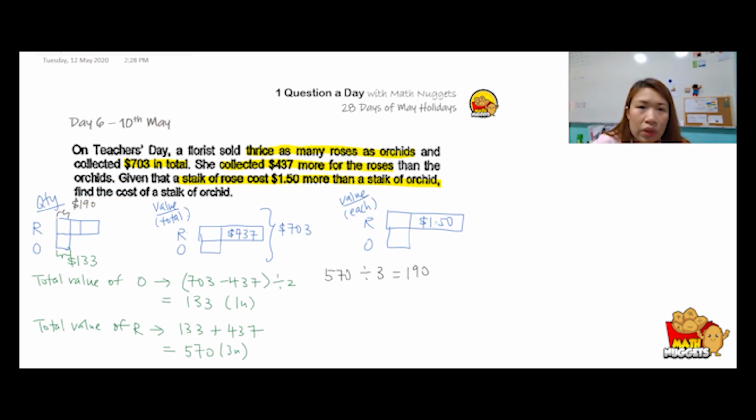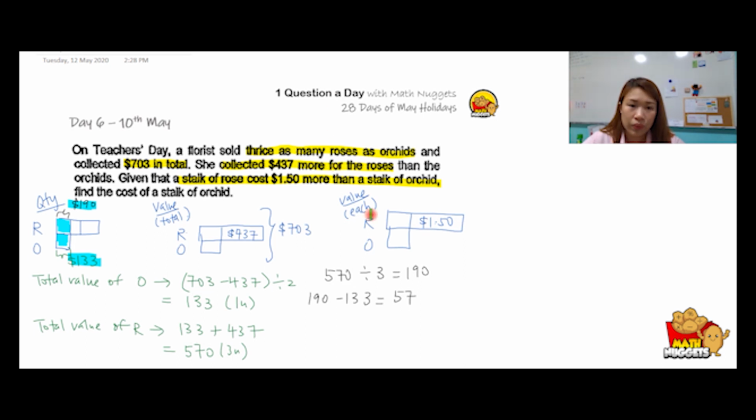Right. So let me bring your attention to this. We know 1 unit of roses has a value of 190. 1 unit of orchids has a value of 133. Next, I have to find the difference in the value of 1 unit of each. If I know that roses are 190 and orchid 133, if I do a subtraction, I'm able to know that the difference in value between 1 unit of rose and 1 unit of orchid is $57.